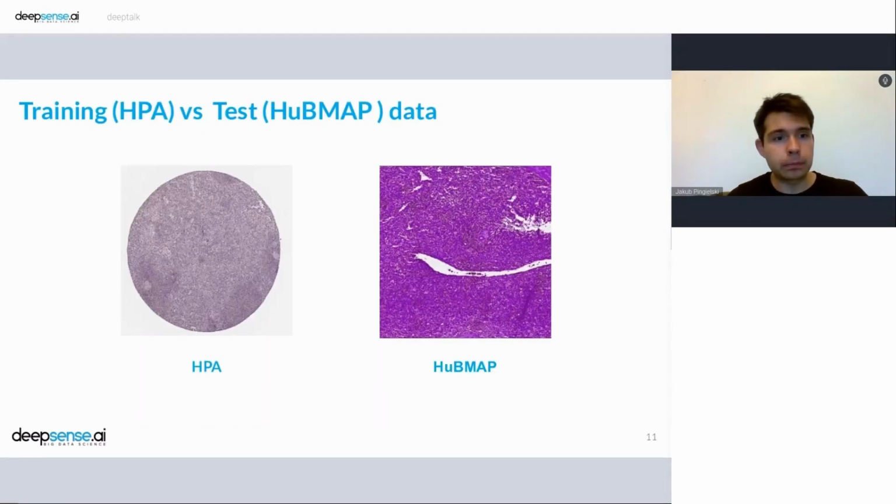So here we have a comparison of images from those 2 different datasets. As you can see, the colors are quite different, and all the images from the HPA dataset were circles with a white background, whilst images from the HuBMAP dataset were filled squares. So here we have a problem where we need to try to train a model so it will work on quite a different domain.